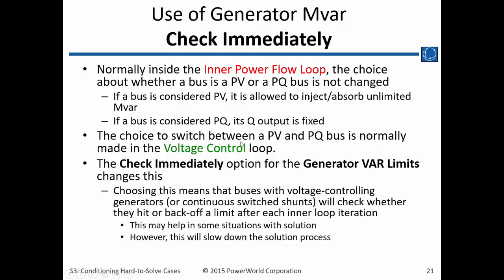The choice to switch between a PV and a PQ bus is normally made in the voltage control loop, or the middle loop. The check immediately option for the generator megavar limits changes this. Choosing this means that buses with voltage controlling generators or continuous switched shunts will check whether they hit or back off a limit after each inner loop iteration. And this may help in some situations with a solution, however, it will slow down the solution process.